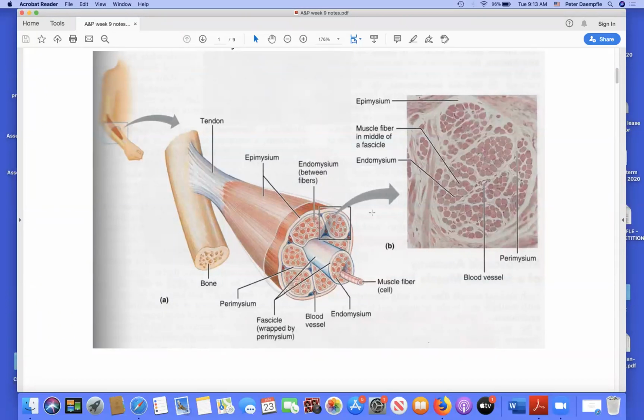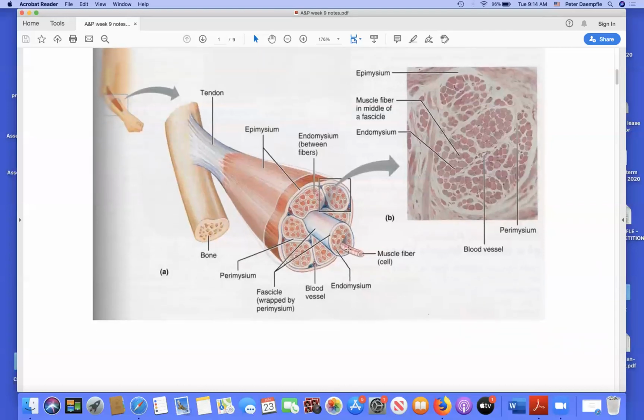That fascicle is surrounded by a perimysium, as you can see. See this little picture? These are all coverings of the fascicle. So a perimysium covers the fascicle, right? And the fascicle is made of individual muscle fibers. So if you pull a fascicle out, you see that? That is literally a pulled out fascicle.